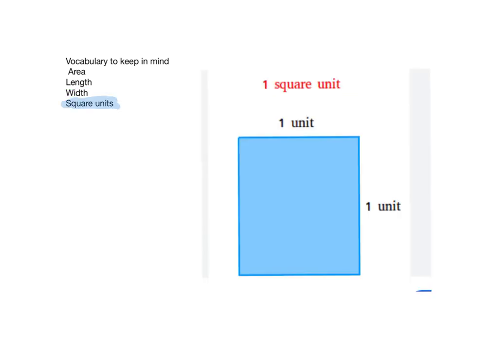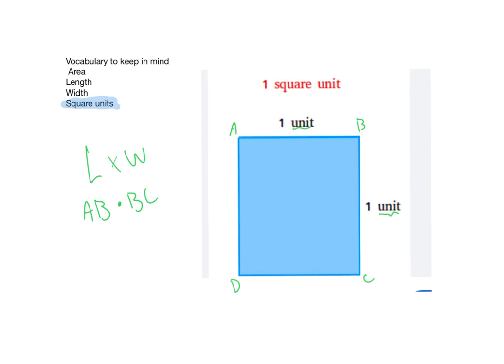Okay, a square unit. So a square unit is pretty much when you're getting area. So area, as we know, is length times width. Or we can do it this way. It'd be A, B, C, D. It would be AB times BC. So these right here are units.